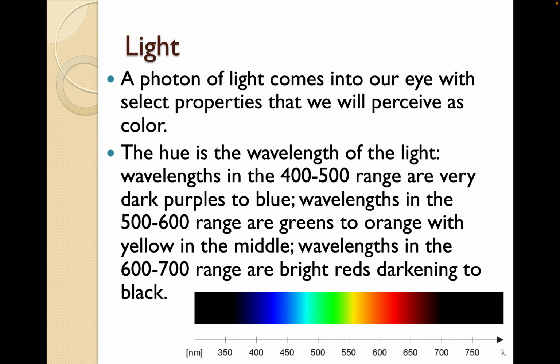A photon of light comes into our eye with select properties that we will perceive as color. The hue is the wavelength of the light. Wavelengths in the 400 to 500 range are very dark purples to blue. Wavelengths in the 500 to 600 range are greens to orange with yellow in the middle. Wavelengths in the 600 to 700 range are bright reds darkening to black.